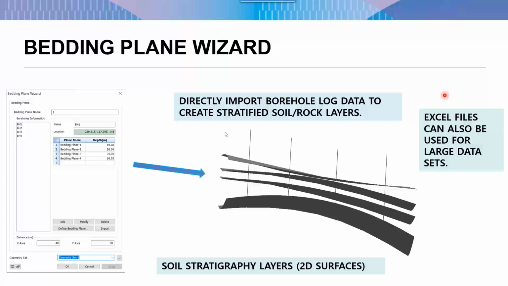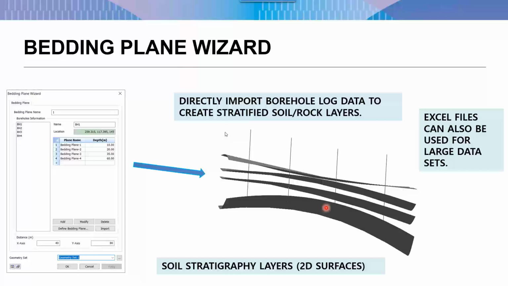Then after your soil topography or the ground topography has been developed in GTS, the next thing will be to create your borehole layers. For that, we have the bedding plane wizard, where all you need to do is just input the layer depths, and you can get your borehole distribution looking like this.